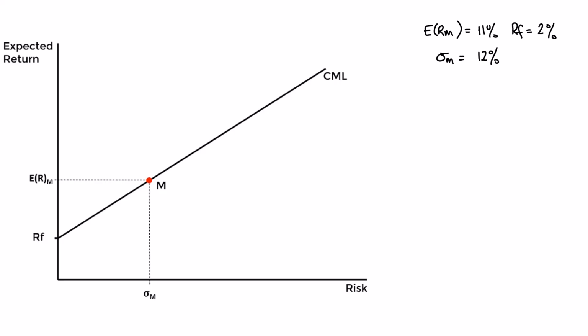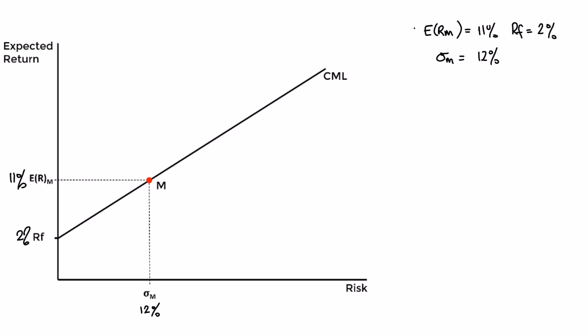And we'll start with the CML. We have here the market portfolio indicated on the CML, the capital market line. And we have an expected return on the market of 11% given here. So this is 11%. Risk-free rate of 2. So the intercept for the CML is 2. And the risk of the market is 12%.